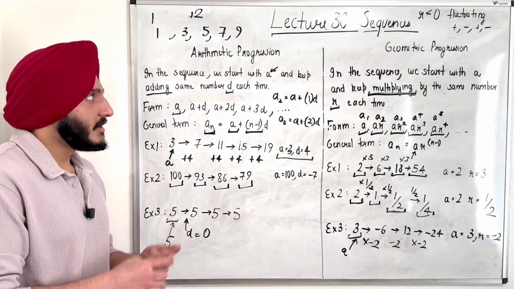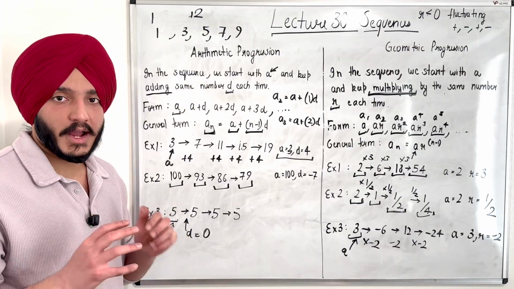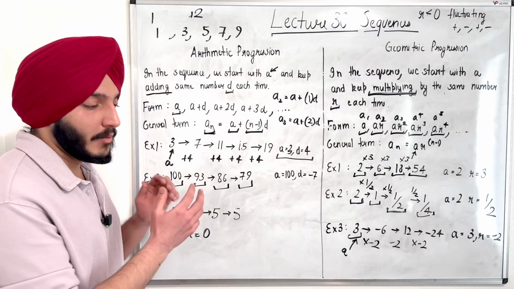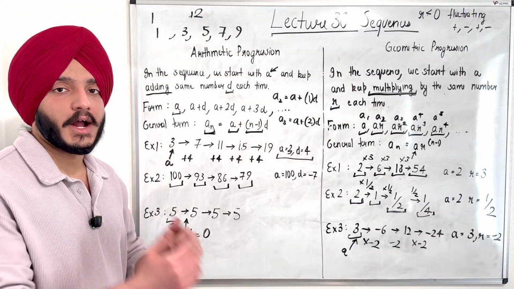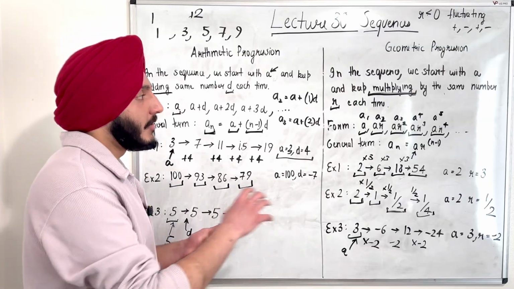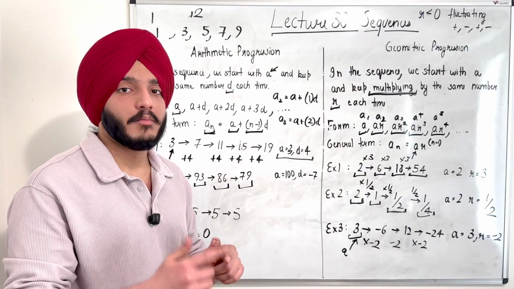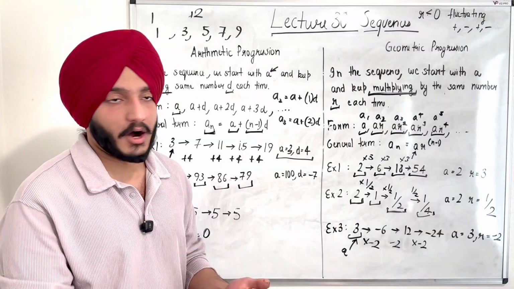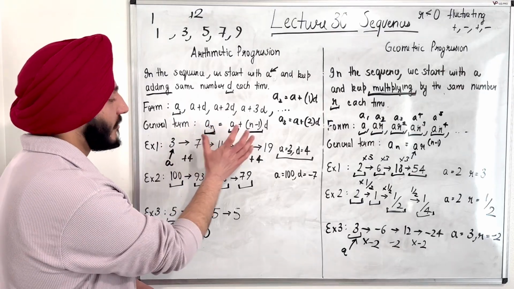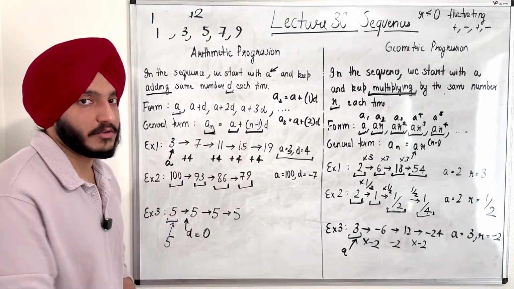Okay, so once again, just a quick summary of arithmetic and geometric progression. In arithmetic progression, you start with the value A and keep on adding a certain value D, which is called the common difference, every single time. In geometric progression, you're not adding, you keep on multiplying by a certain number, which we call R, right? The form and general term I've given, and there are a few examples on the board as well.